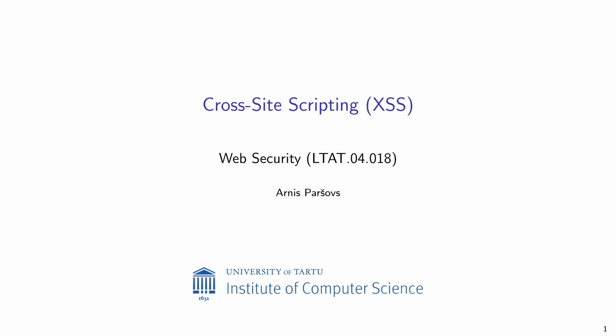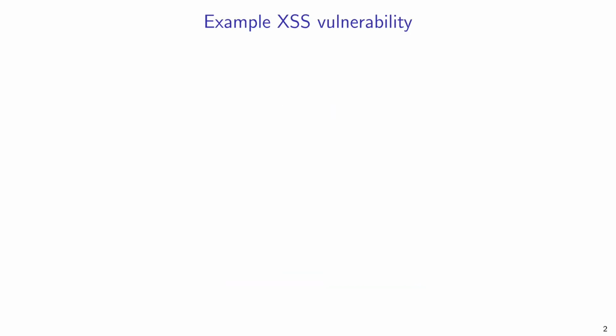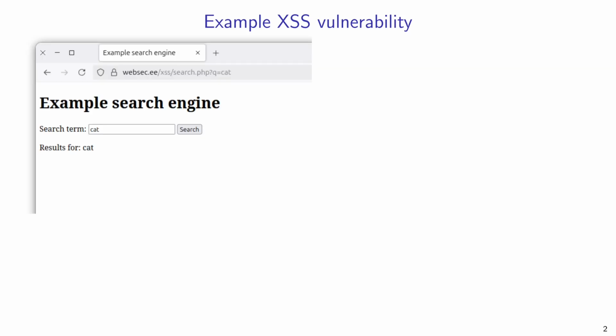So what is cross-site scripting? The name of this vulnerability is not telling much, therefore let's just go directly to an example so that we can see what is the essence of it. So here is a classical example of an XSS vulnerability. Let's say we have a website with a search form where users can enter a keyword, and after submitting the form, the website shows the result for this keyword.